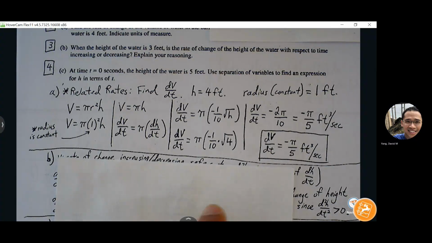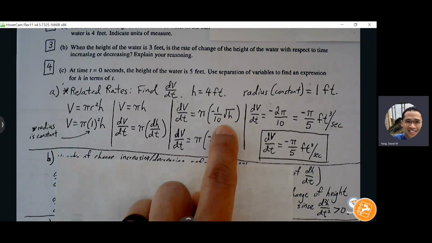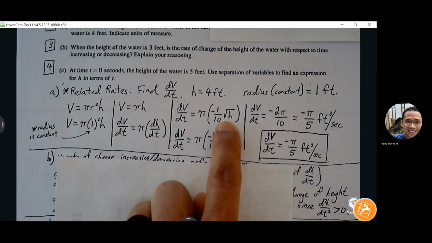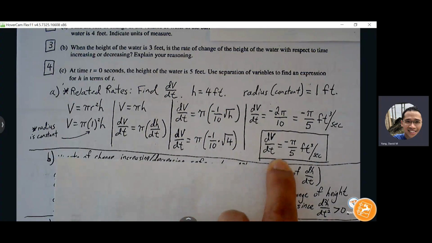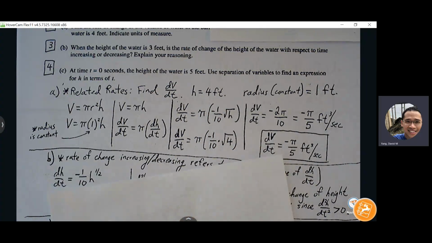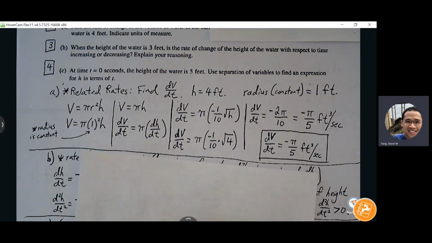Okay. They tell us that dH/dt is -1/10 root h, so I can replace that from the problem. H is 4, I can plug 4 in, and solve for dV/dt. I get -2 pi over 10, which is -pi over 5. Your units of measure: volume is cubic, so cubic feet per second.